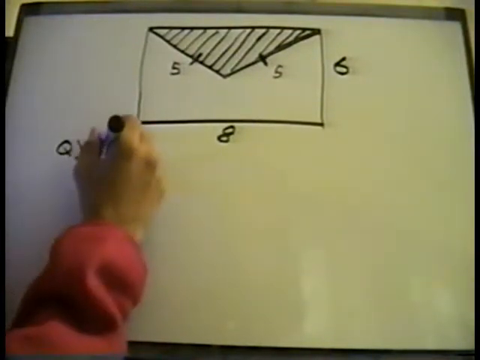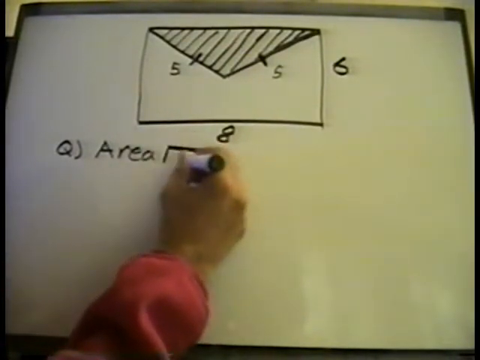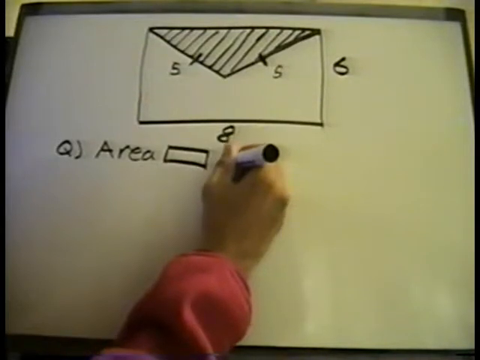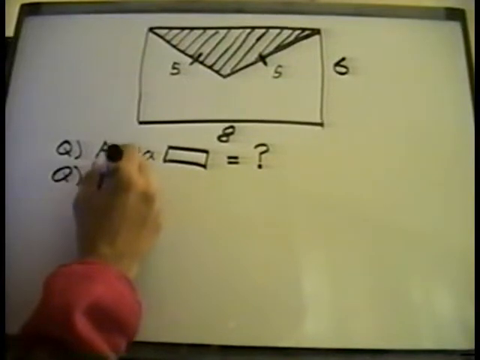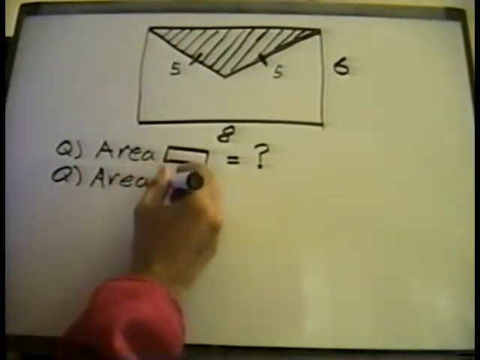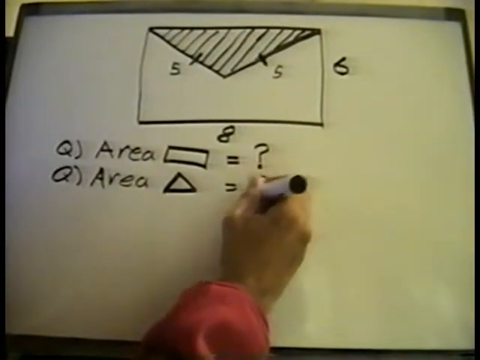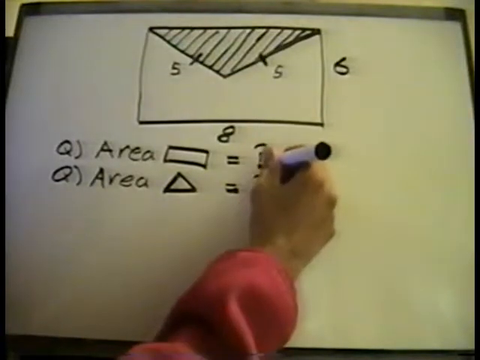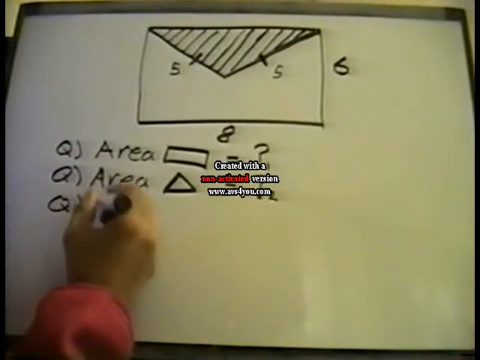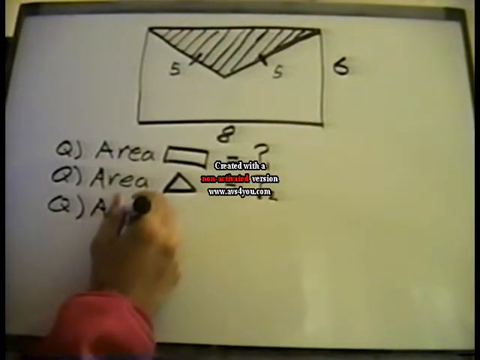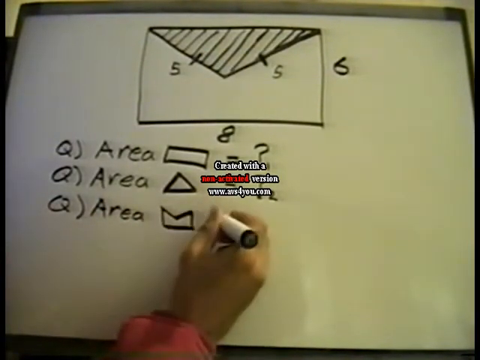So we say, what is the area of the rectangle? Okay, we also want to know what is the area of the triangle. And also, what is the area of the unshaded region?